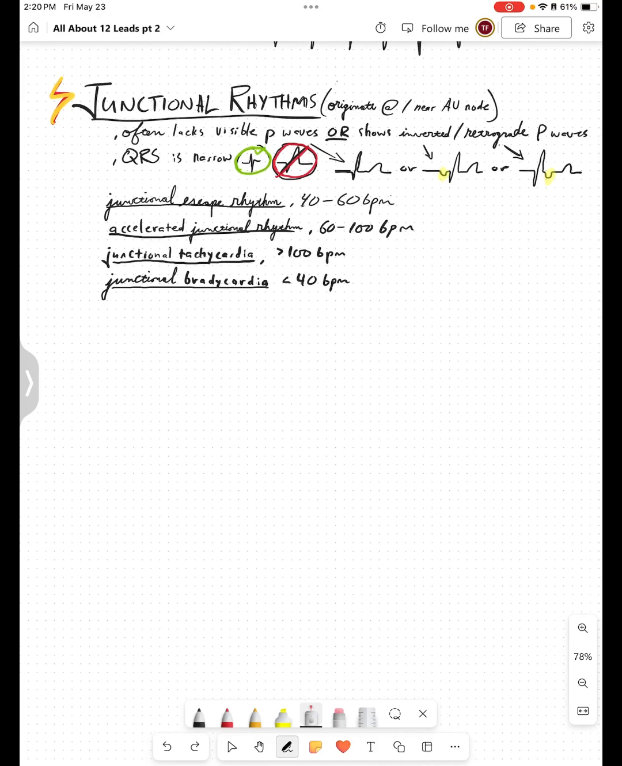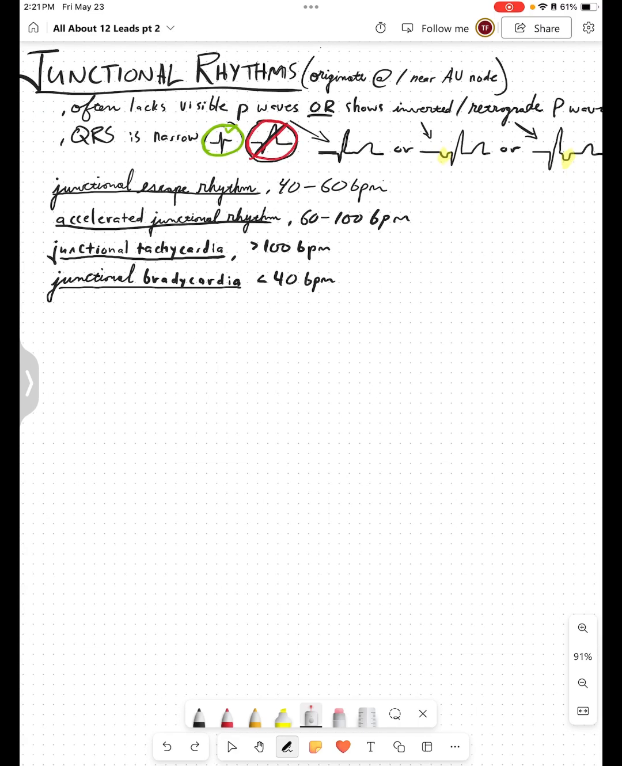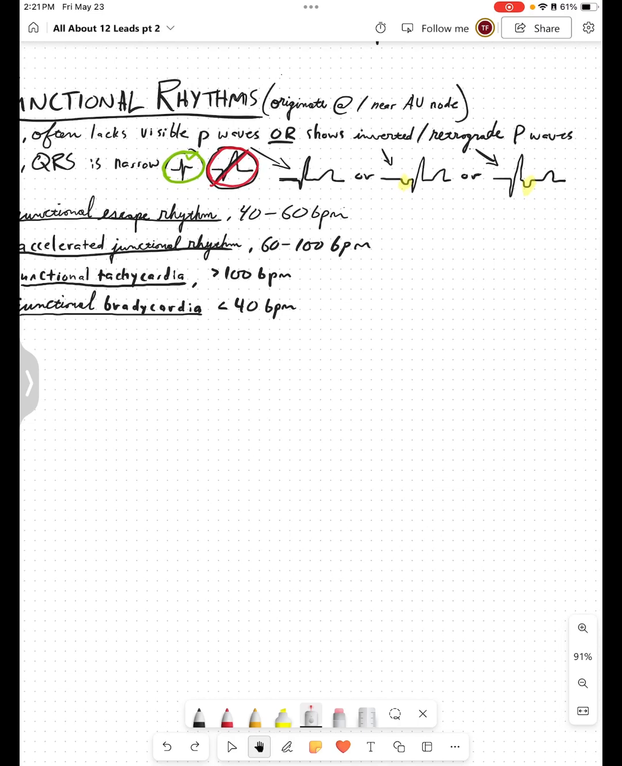And now we arrive at junctional rhythms. Junctional rhythms originate at or near the AV node. So think of junction being when two areas meet or come together, and at the atrial and ventricular junction, we have this atrioventricular node. So that is where this is originating. These rhythms often lack visible P waves, or they show inverted retrograde P waves.